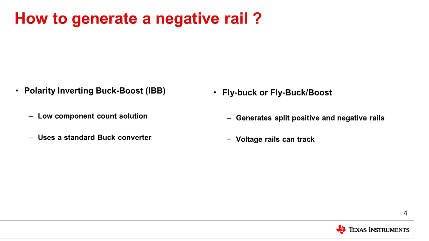So today we'll be looking at two different ways to generate a negative rail. First, we'll look at what's called a polarity-inverting buck boost, or IBB. This particular solution is a very low component count solution, and it uses a standard buck converter to give you a negative output. The other solution we'll be looking at is a Flybuck or a Flybuck boost, and this has the advantage of inherently generating both a split positive and negative rail, and both voltage rails can actually track.